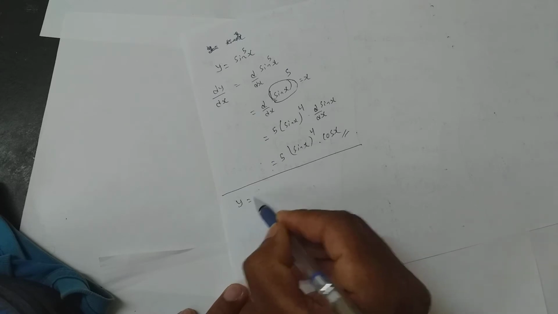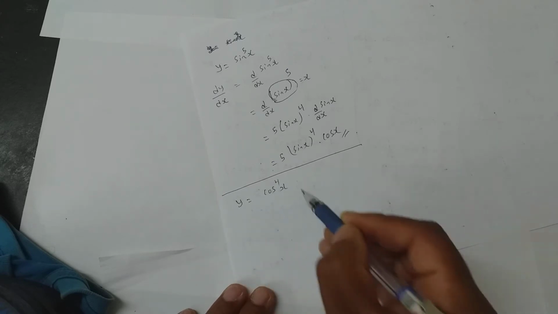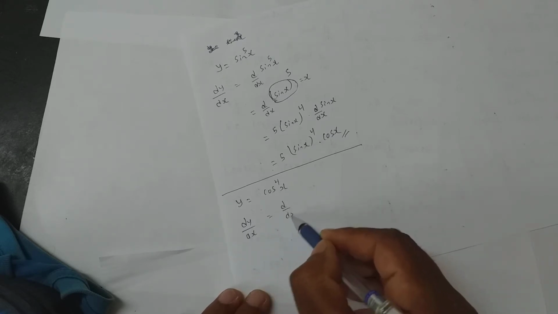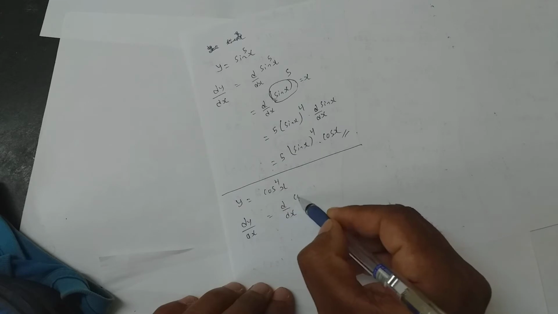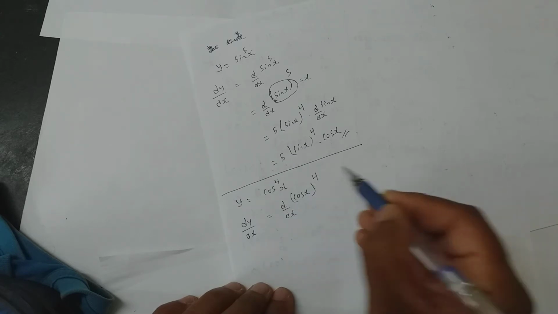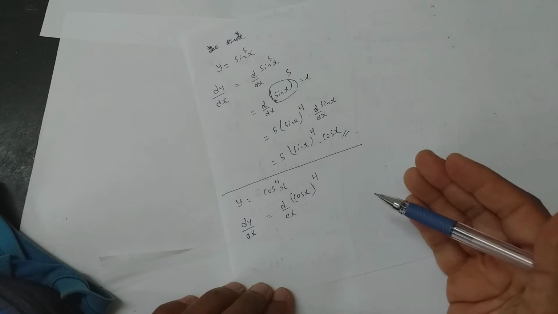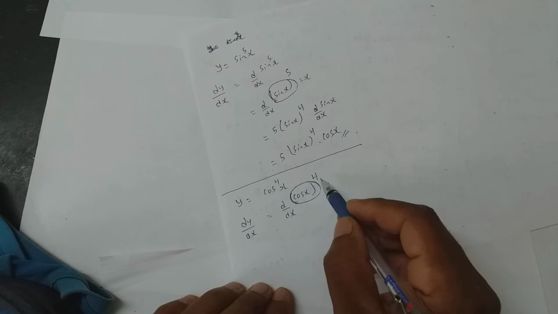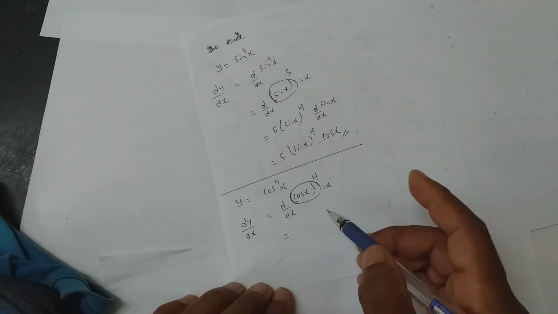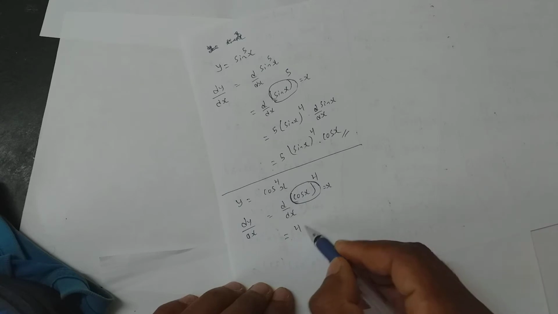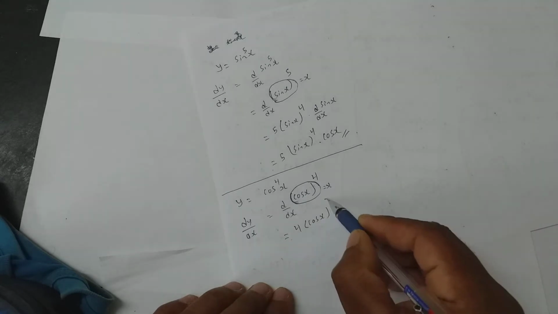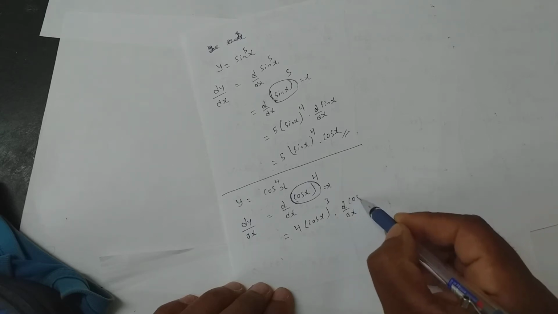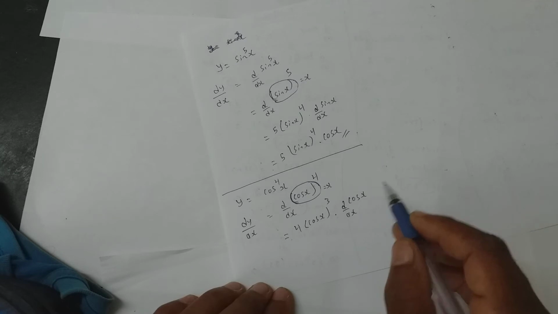If y equals cos^4 x, so dy by dx equals how much do you get? D by dx of cos^4 x, I can write (cos x)^4. Now what will I assume? I assume cos x to be x. So now it is of the form x^4. X^4 differentiation is 4x^3. So in place of x you have (cos x)^3 into d by dx of your assumption for x. Am I clear? I stressed only on this.